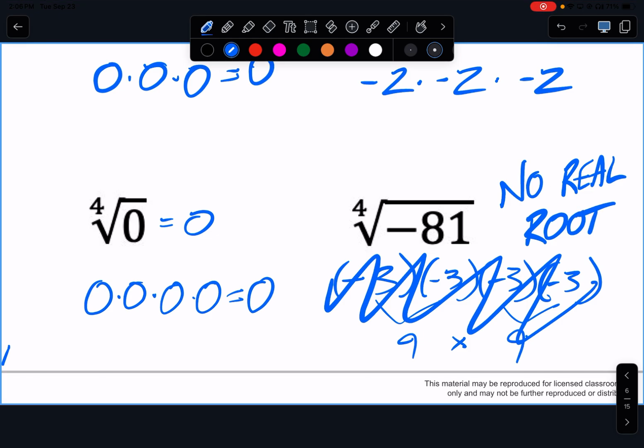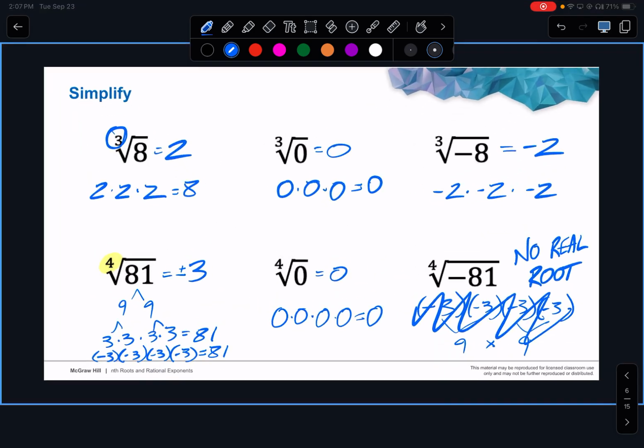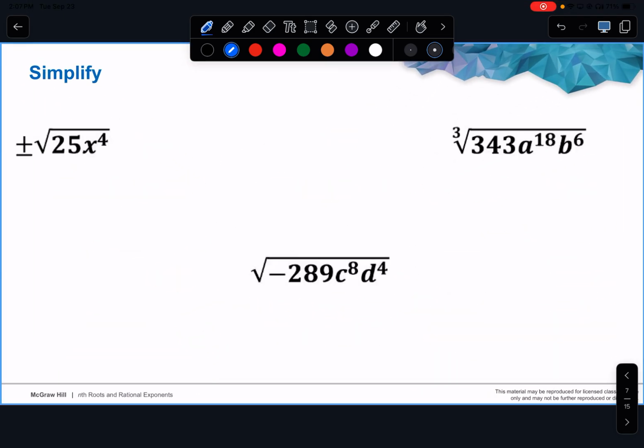Okay? Don't put none. Don't put NA. Put no real root. Okay, if you want to put NRR, I guess you can if you're really lazy. No real root. There is an imaginary root, okay? We'll get to that later. It sounds wild. It sounds like fake math because imaginary means imaginary. Imaginary numbers are a real thing, which sounds counterintuitive.